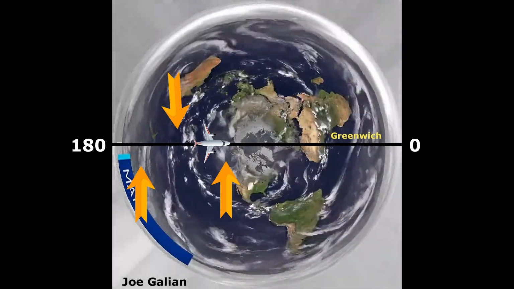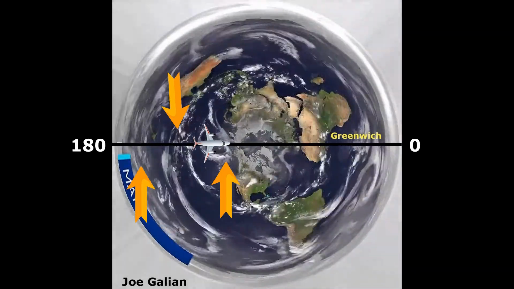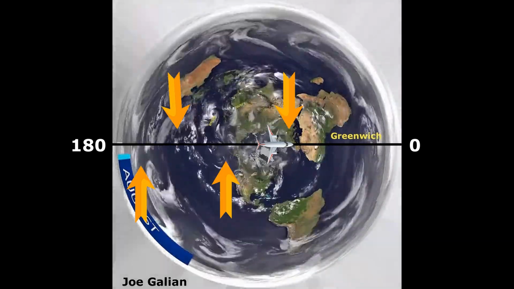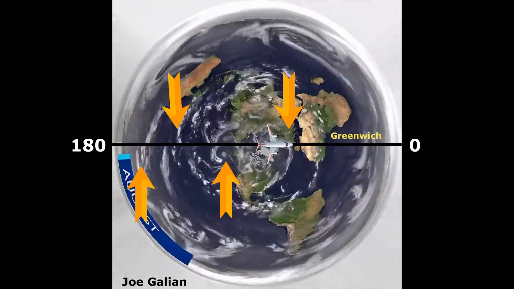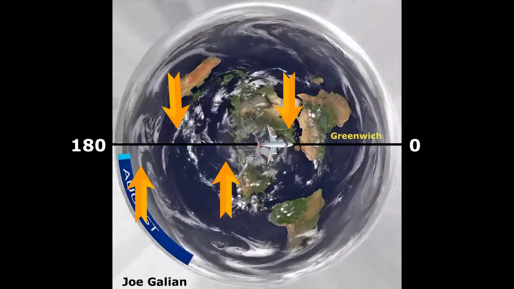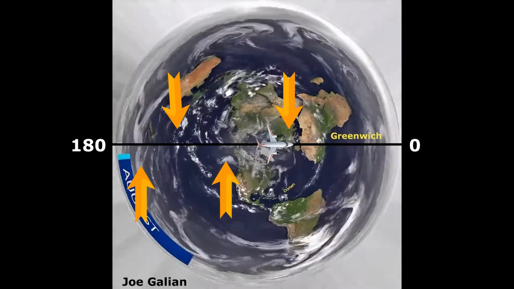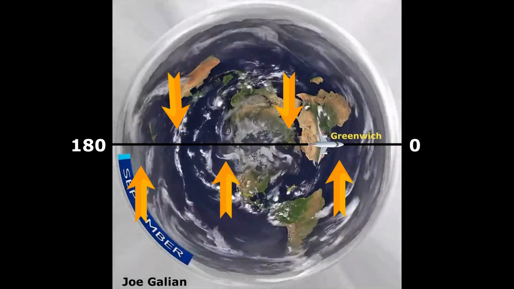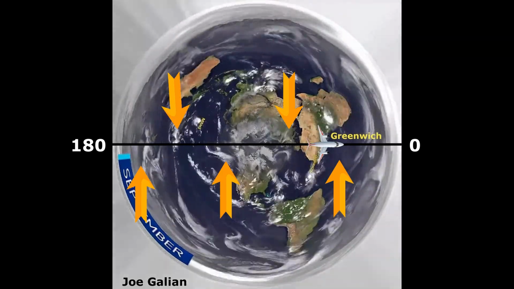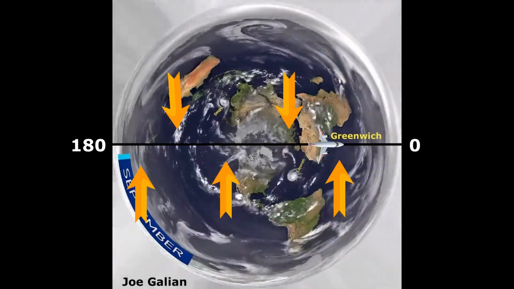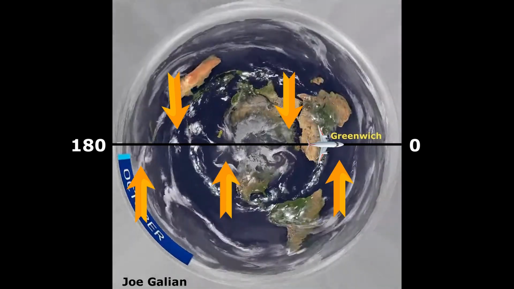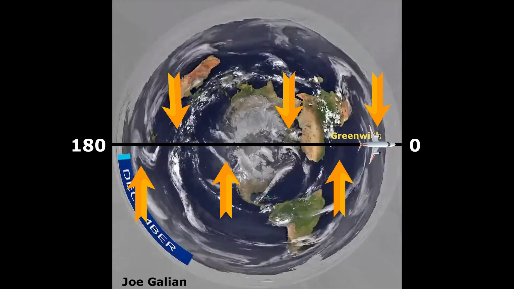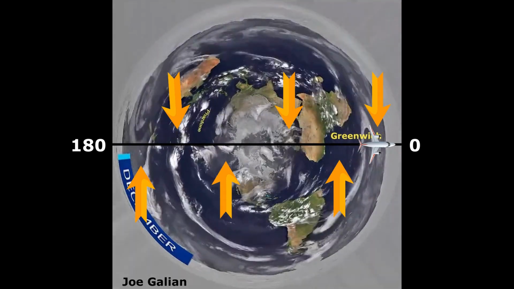I want to thank Joe Gallion for making this animation based on the weather patterns in 2019. Right now, the airplane is adjusting to the right because it's being pushed to the left by the winds. Right now, the airplane is adjusting to the west because the wind is coming from the west to the east. So the autopilot has to adjust. And finally here, one more time, the airplane is adjusting to the east because it's being pushed to the west by the winds.